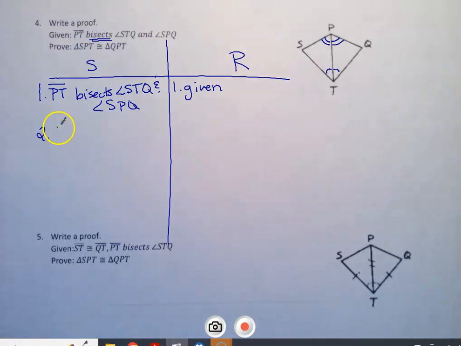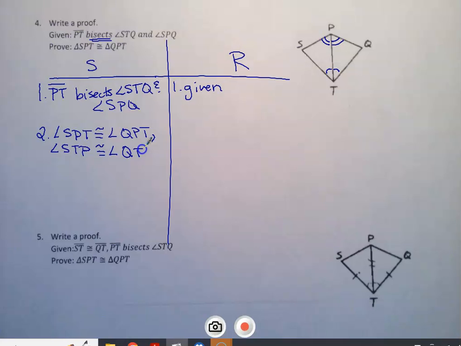Okay, so let's say this. So we've got angle SPT is congruent to angle QPT. And we're going to put two of these. Because it bisects, we're going to put both of them together. So we just did SPT. So now we're going to say, how about we say angle STP is congruent to angle QTP. Nice. And that was because of what? Bisectors.